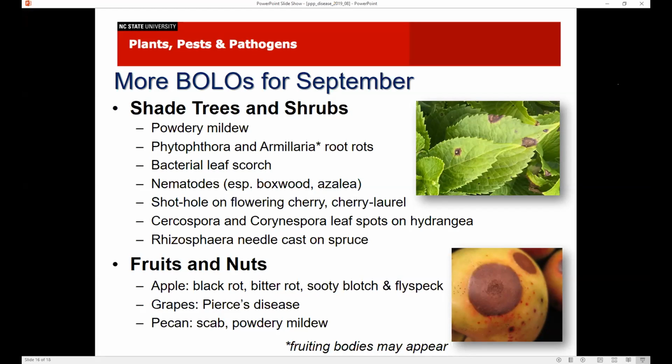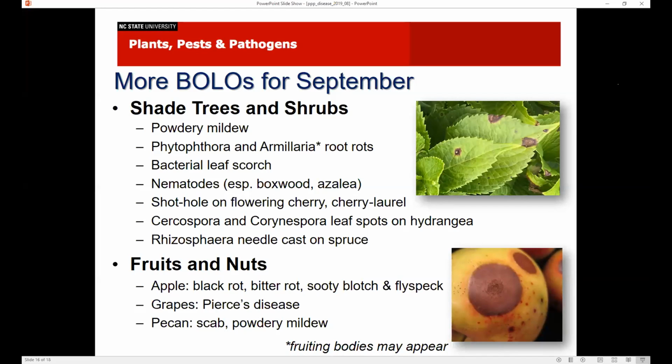Nematode damage. Don't forget about the possibility that you've got something going on down there in the roots, especially with boxwoods, azaleas, maybe a few other things. Shot hole on our flowering cherry and cherry laurel. Cercospora and Coronespora leaf spots. They're both pictured there in the upper right on bigleaf hydrangea. And Rhizosphaera needle cast on spruce.